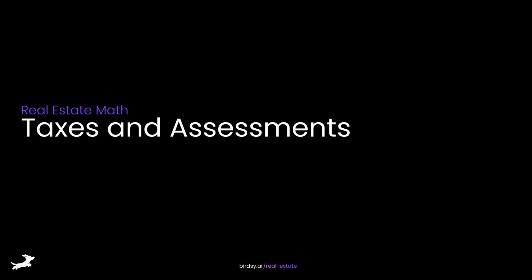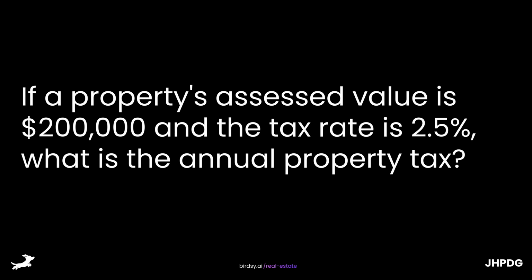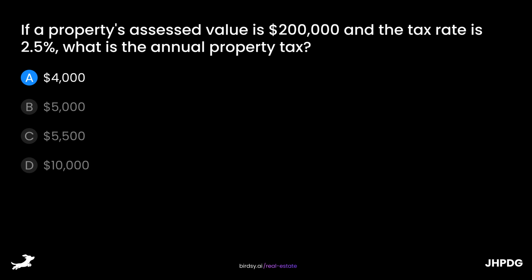Taxes and assessments. If a property's assessed value is $200,000 and the tax rate is 2.5%, what is the annual property tax? Is it A, $4,000, B, $5,000, C, $5,500, or D, $10,000? The answer is B, $5,000.